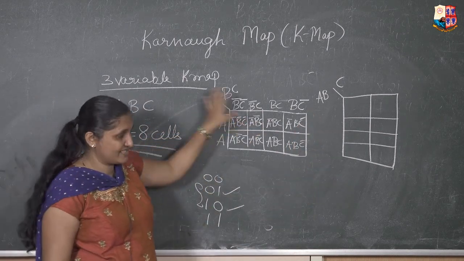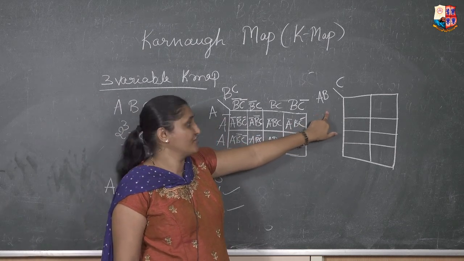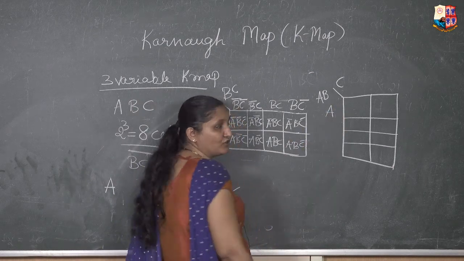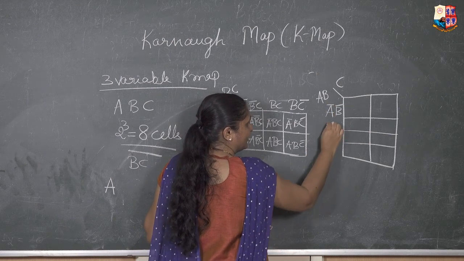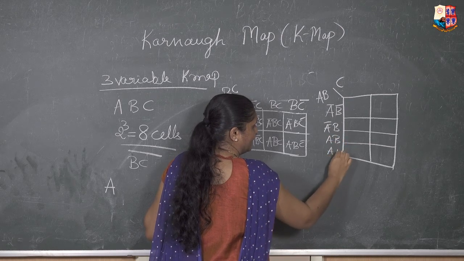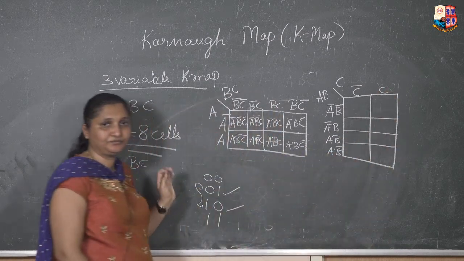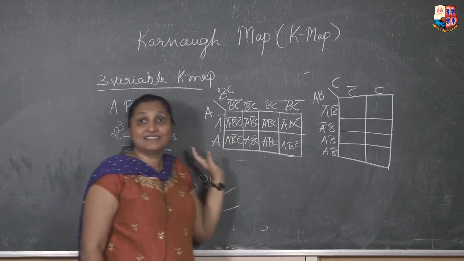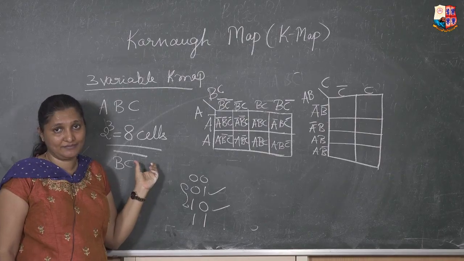So you can take the same example and try to fill in this also. Here, how do you consider the rows now? We have to consider 2 variables along the rows. So I'll represent the rows as A bar B bar, A bar B, A B and A B bar. Along column wise you will have C bar and C. Okay, the min terms you can try to fill in. Okay, this is how you plot a 3 variable K-map.